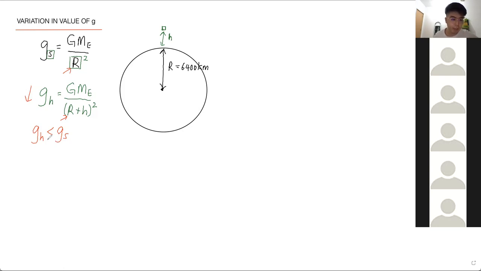So from here, we know that the gravitational acceleration at any height that is above the surface is always smaller. In fact, if you go higher, if the value of H is big, then the denominator gets bigger and bigger and the value of the g gets smaller and smaller. And eventually you go out at certain point, you will no longer experience the gravitational acceleration. So I can conclude that g at height is always smaller than g on surface.